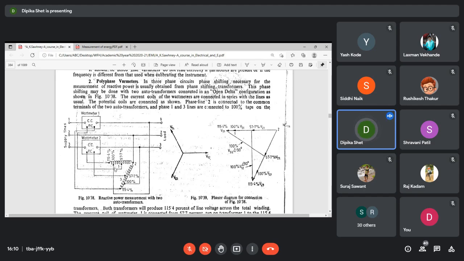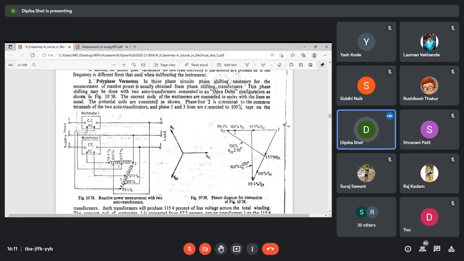Okay, so now see here, this is our phase shifting transformer. In some cases, instead of using this separate phase shifting transformer, in some applications we may use two single phase auto transformers. So see here, these are the two single phase auto transformers. This will be connected like this, and this will be connected like this.